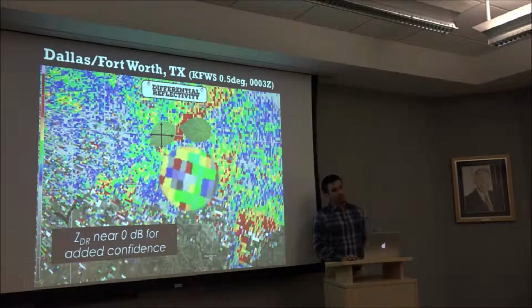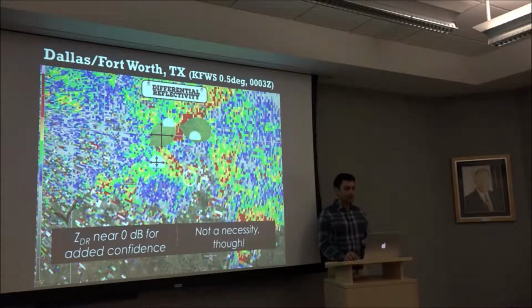So that even is another check mark that we have what looks to be debris as we zoom in and see those sort of grays and blues. That's that low ZDR close to 0 dB. But I will stress, it's not a necessity.